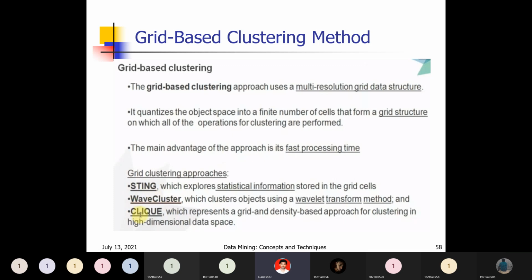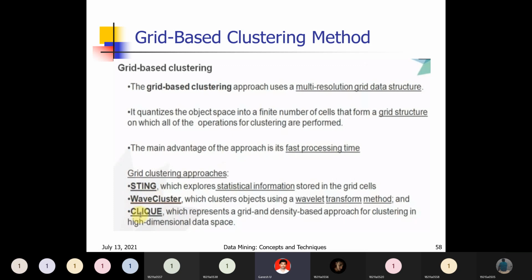For example, a computer screen is a square. The grid representation means each and every pixel has to be represented, that is 1024 by 1024, 1024 rows and 1024 columns. That is the representation of a screen. Here also, in the grid-based method, what will happen?